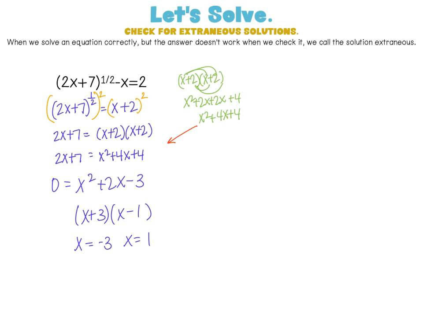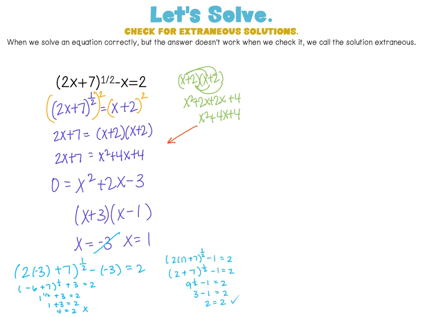Now I need to check both of these solutions and see if any of them are extraneous and they're actually tricking me. I'll plug in the -3, and as you see in my work, I get 4 equals 2. That is not correct. -3 is an extraneous solution. It's not actually working. Let's try 1. I get 2 equals 2. That is correct. 1 is my only solution.